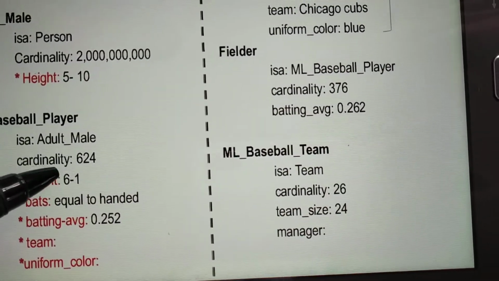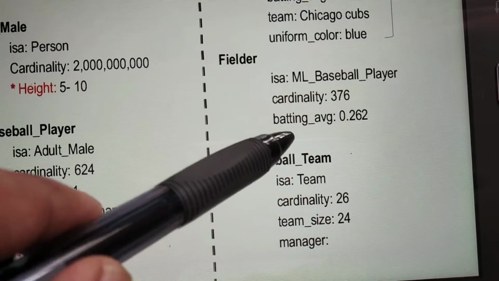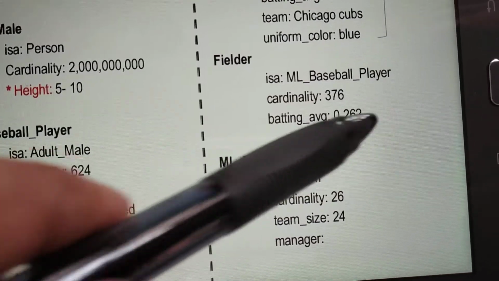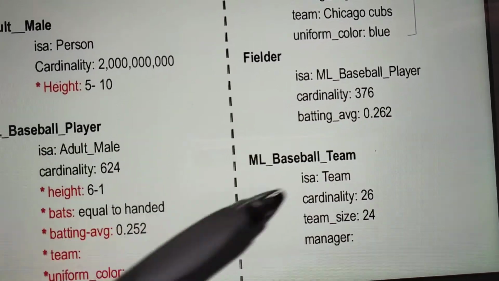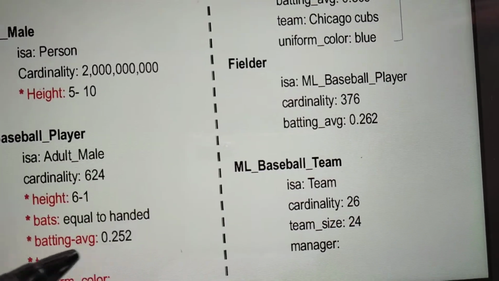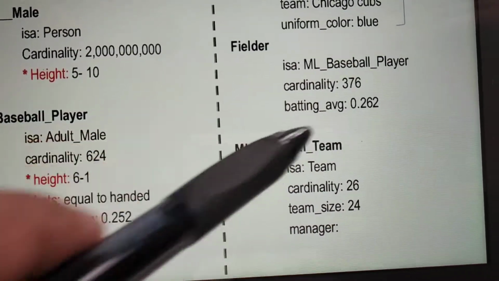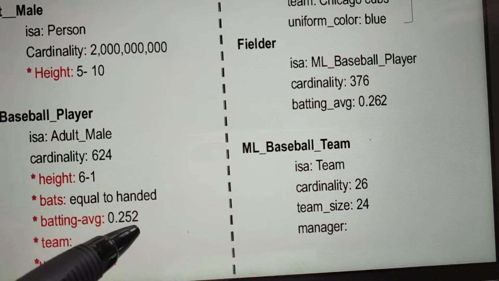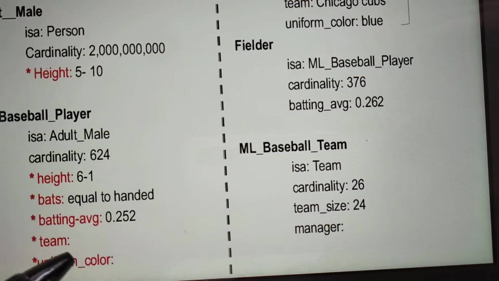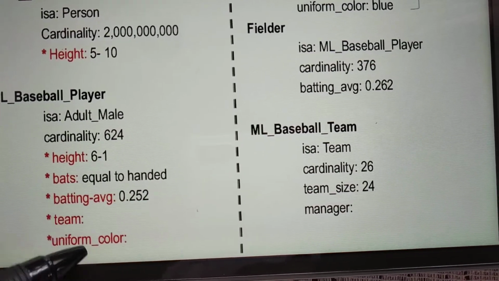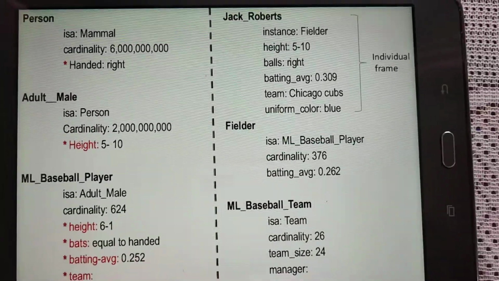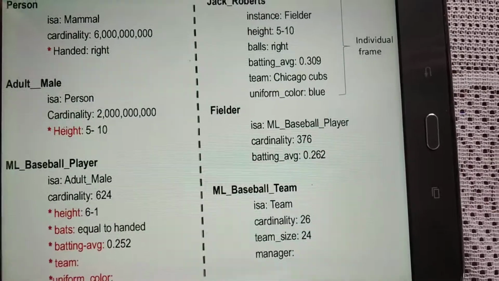Other values like height are not written here, but it is obvious that they are inherited. So if you ask what is the height of a fielder, it will be 6, 1. Similarly, I have not written the bats attribute here because it is inherited along with its default value. The reason for writing batting average here is that the default value, 0.252, is being modified with a new, user-defined value, 0.262. Similarly, for team and uniform color, we have not supplied any default values. They are inherited by the fielder class. Are you getting this? Now you will realize this.